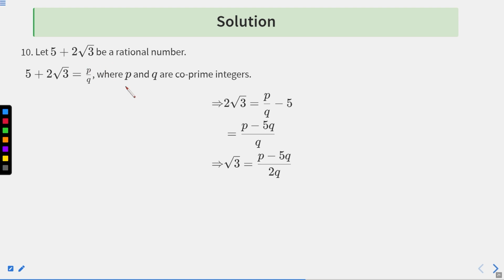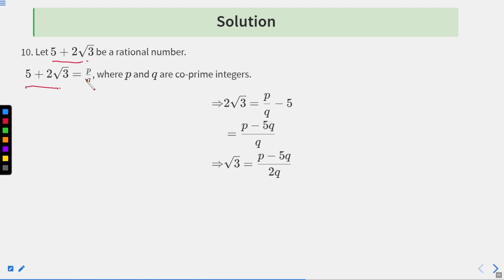We'll prove by the method of contradiction. First we let 5 plus 2 times root 3 be a rational number. Then 5 plus 2 times root 3 can be written as p over q, since any rational number can be expressed as a fraction p over q, where p, q are integers and q not equal to 0. So 5 plus 2 times root 3 can be written as p over q, where p and q are co-prime integers.